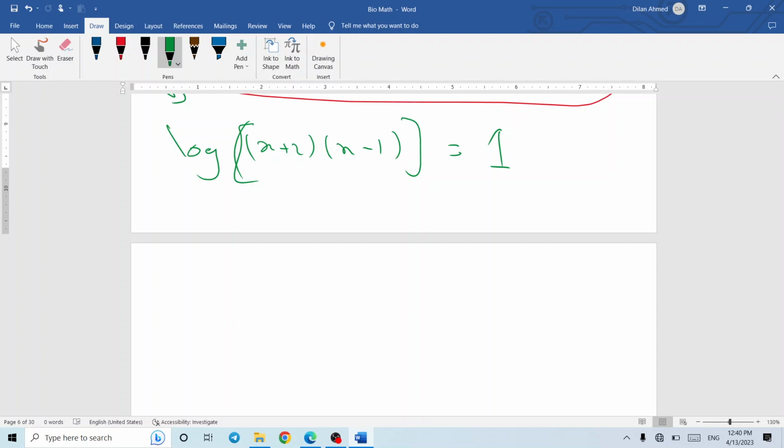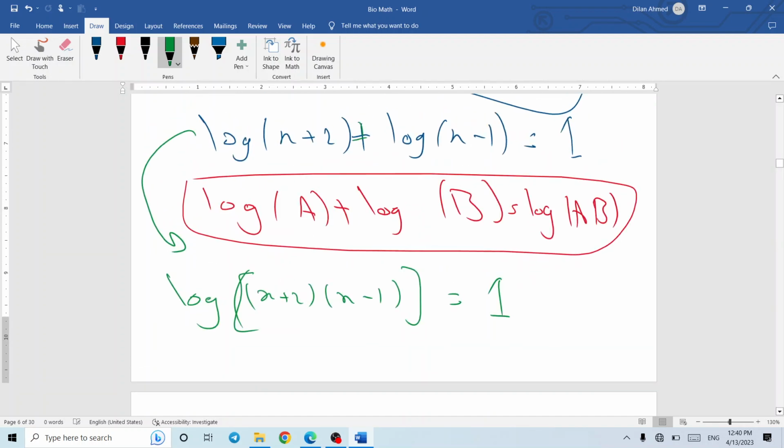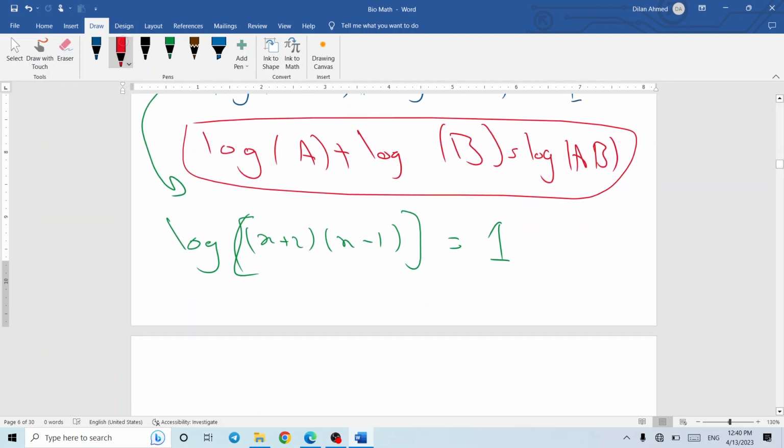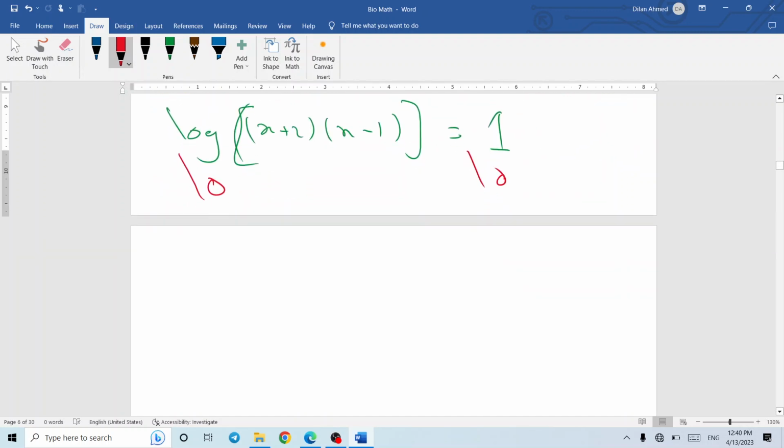Now I have one log on the left and the other on the right. Now I can take a 10. Now I can, because I don't have addition. Careful, this addition is a problem. We make it one package, from 2 packets to 1 package. Now, yes, you can take the 10 to 10. And I will get what? x plus 2, x minus 1 equal to 10.